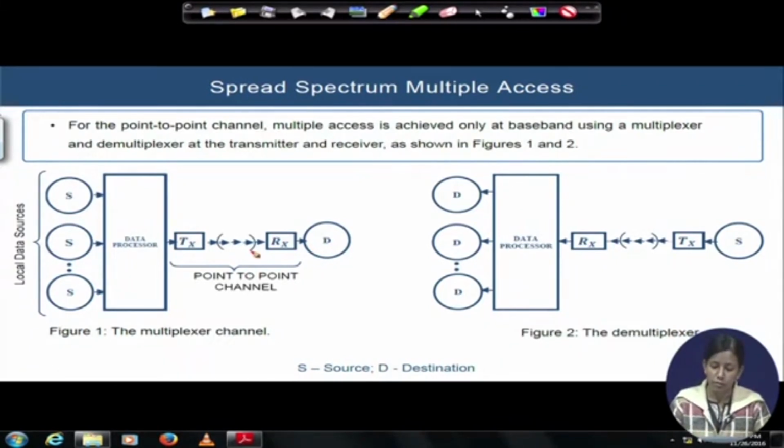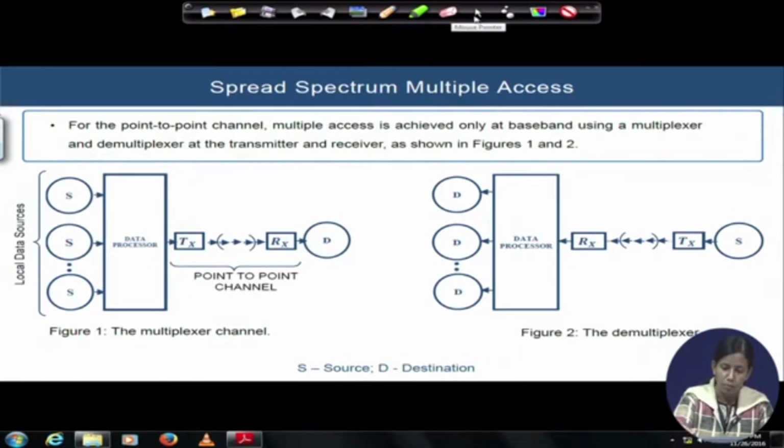So from transmitter to receiver, after receiving, the receiver is demultiplexing the data to separate out the different source signals, and it can target different destinations also. So the channel itself is a point-to-point channel. There is no concept of multiple transmitters interfering with your reception. This is based on multiplexing and demultiplexing of the signals to separate out the multiple sources and multiple destinations. So this is one way of handling multiple access over a point-to-point channel.